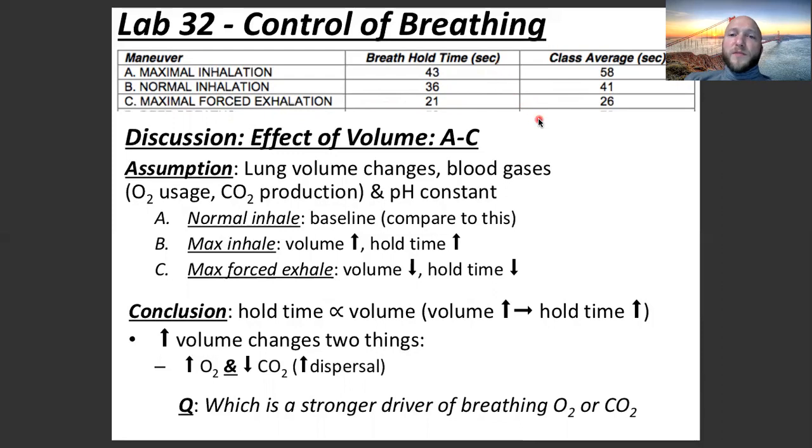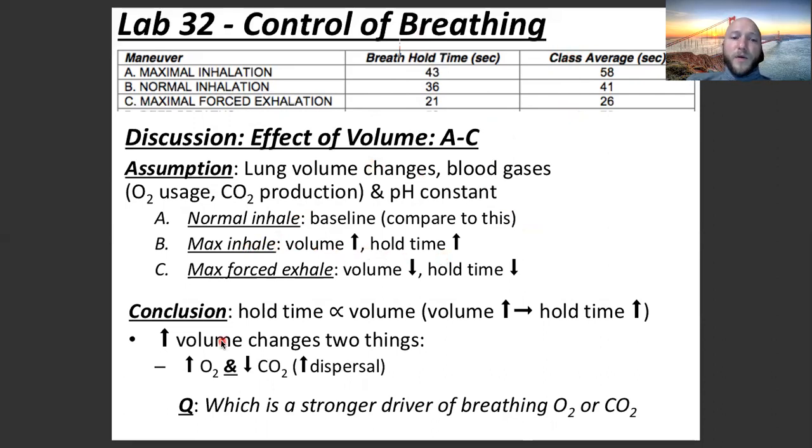So relative-wise, those are pretty average numbers. Most students expected that, maybe not the absolute time, but the relative times. That's what most students expect with this lab. And why is that? Lung volume changes blood gases. So with a max inhale, we increase hold time.